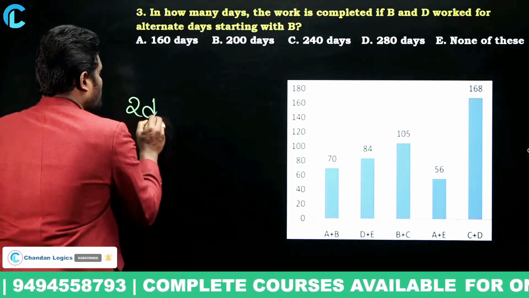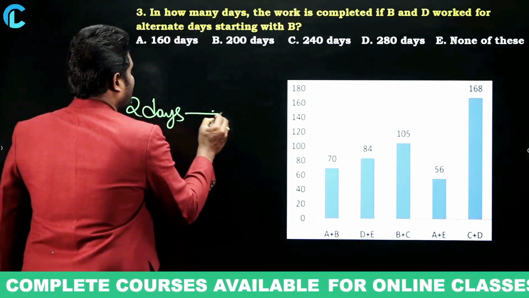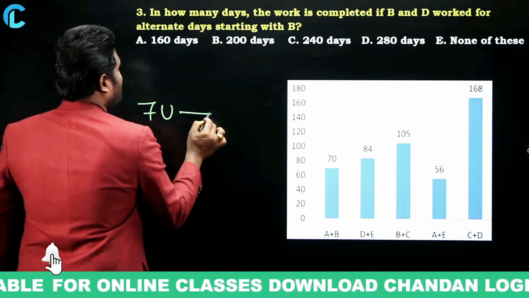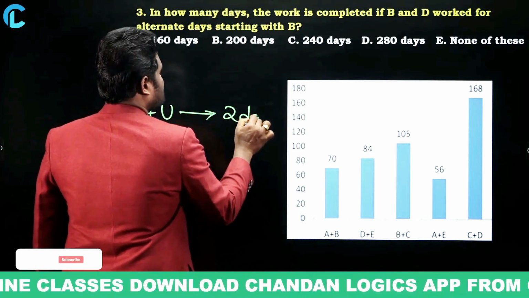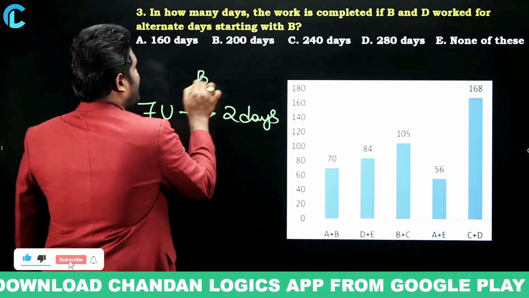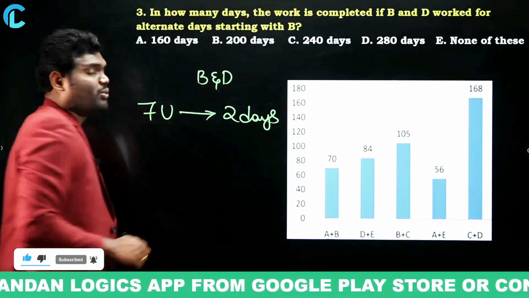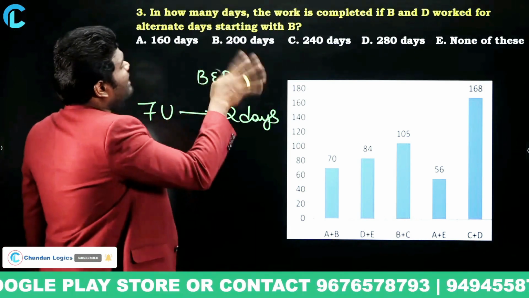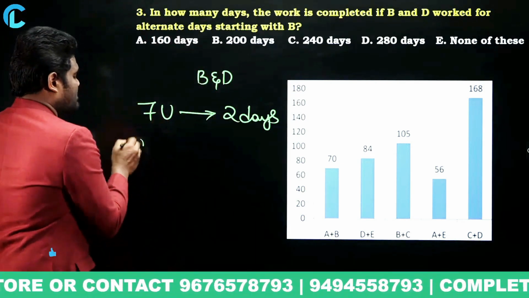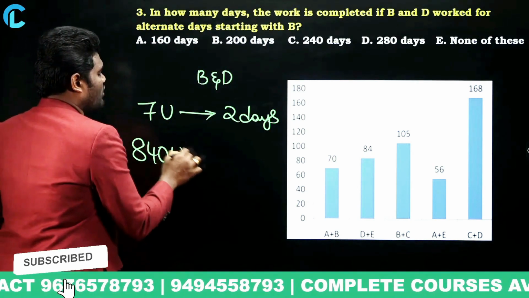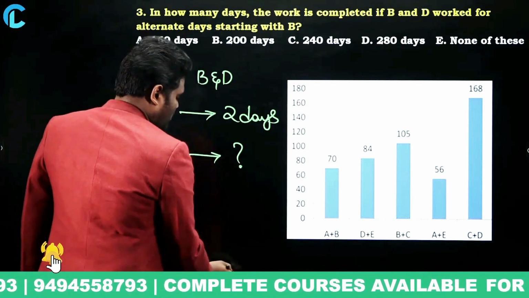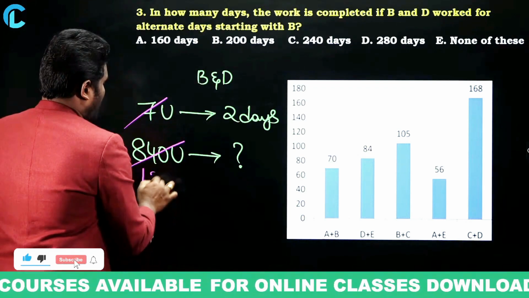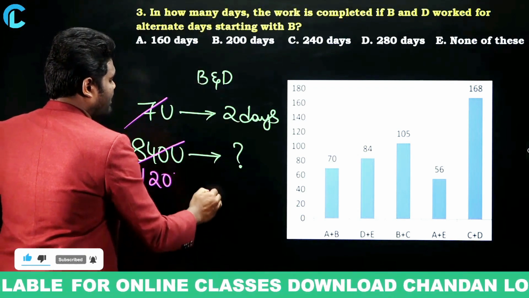Which means, observe carefully. In 2 days, B and D will do how many units of work? 7 units of work. B and D will do 7 units of work in how many days? 2 days. In 2 days, as they're working alternately, they will do 7 units of work. Now the question is asking to complete the total work. Total work is how many units? 840 units. Yes or no? So to complete 840 units of work, how many days will they take? Directly you can cancel it. 840 cancels in 7, how many times? 120 times. So 120 into 2. 120 into 2 means 240.